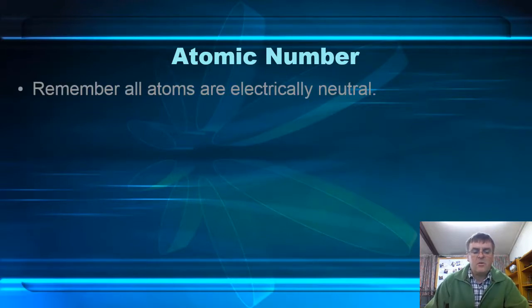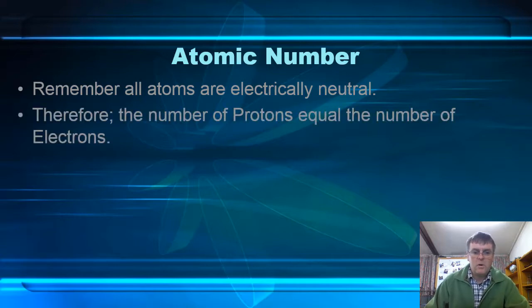Atoms are all electrically neutral. They don't have a charge. So we've got positive protons in the middle, in the nucleus, and negative electrons around the outside. To be neutral, they have to have the same number of each. So the number of protons tells you how many electrons that atom has.